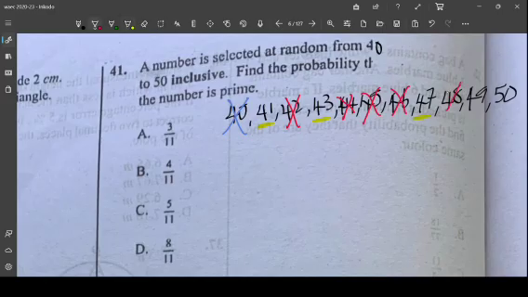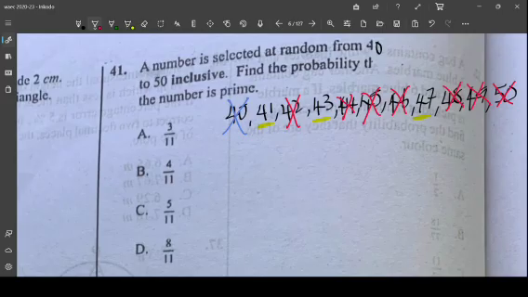48 is not a prime number, and 49 is not. 50 is not. They all have numbers that can divide them apart from themselves and 1. So the only numbers I have are 41, 43, and 47. Those are the only numbers that are prime.